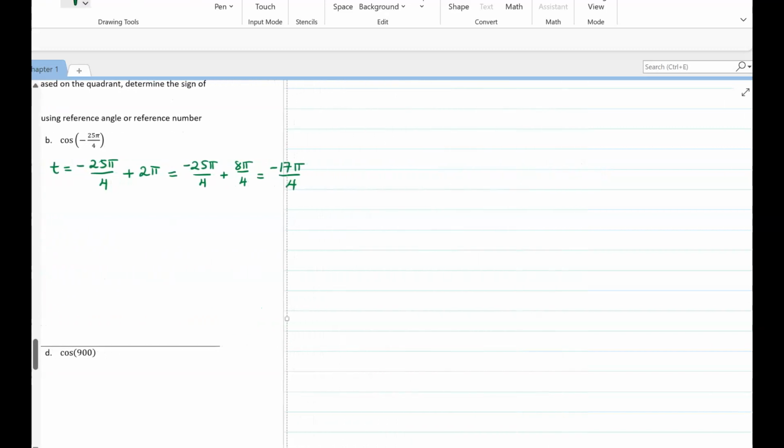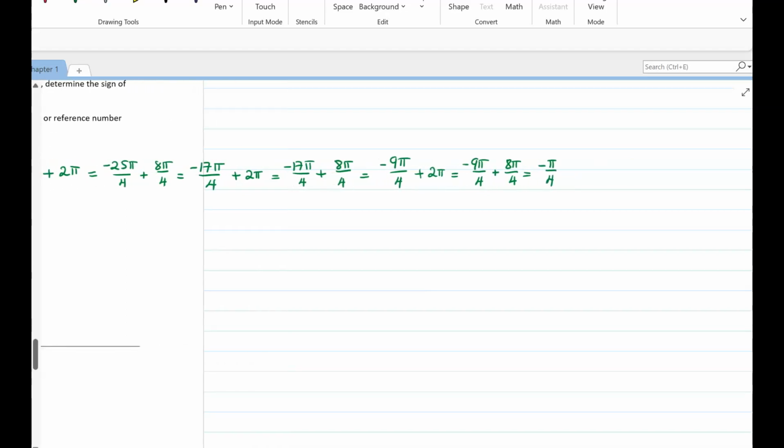Again, I'm going to add another 2 pi. That is negative 17 pi over 4 plus 8 pi over 4. That is negative 9 pi over 4, and that is still not in the range of 0 to 2 pi. So we add another 2 pi. That is negative 9 pi over 4 plus 8 pi over 4. That makes negative pi over 4.